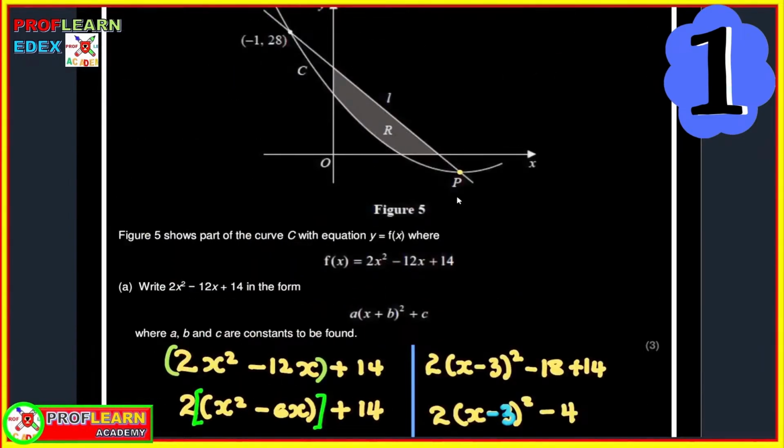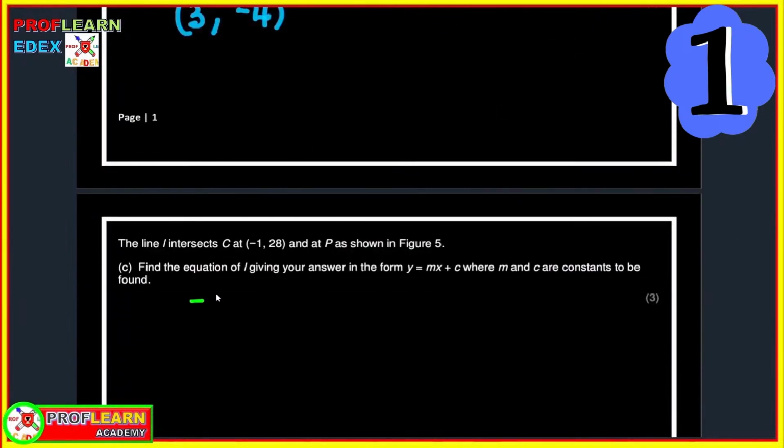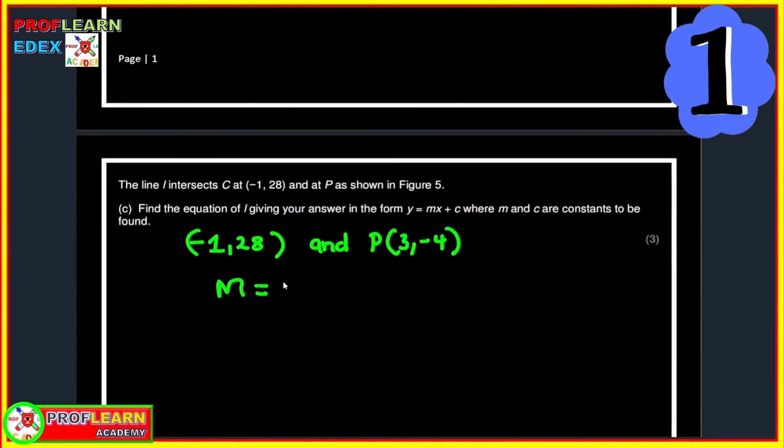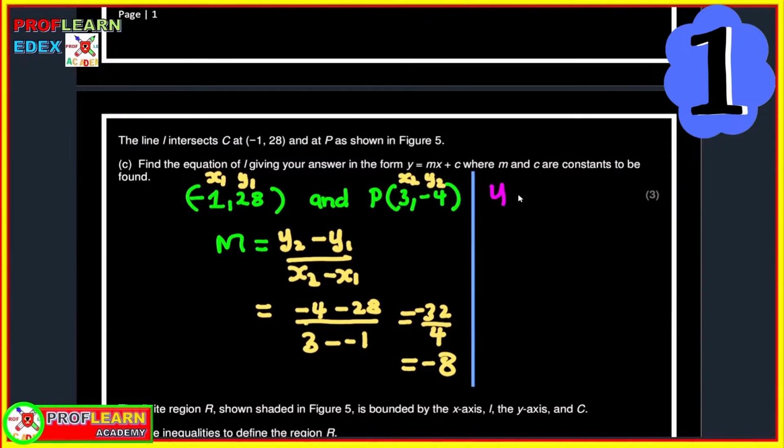And remember, the gradient of a line is change in y over change in x. I'll expect you to identify this coordinate because we have obtained it, and we also have the other coordinate as -1, 28. So we can come down here and write the coordinates, and then use them to work out the gradient of this line L. To get the gradient, this is the formula we're going to use, and we identify this as our x2, y2, and this as x1, y1. Then we substitute that into the gradient formula, and we end up with our final answer as -8.